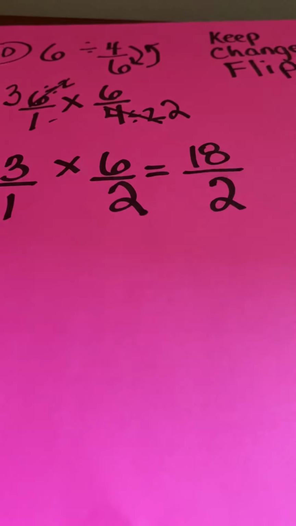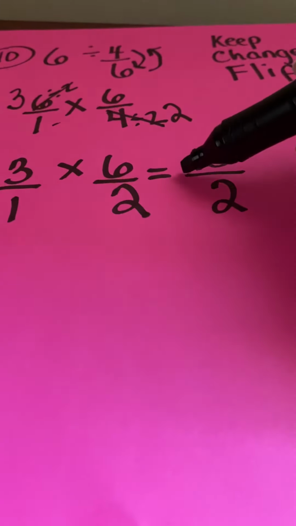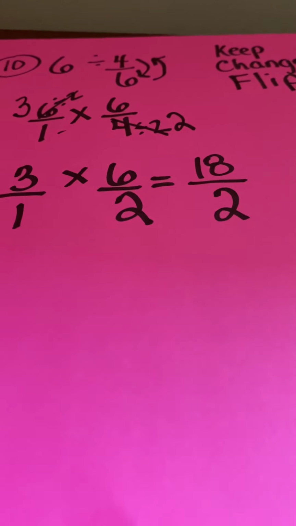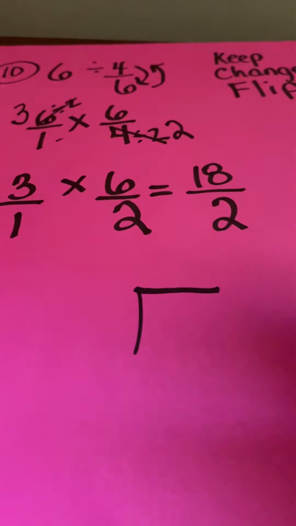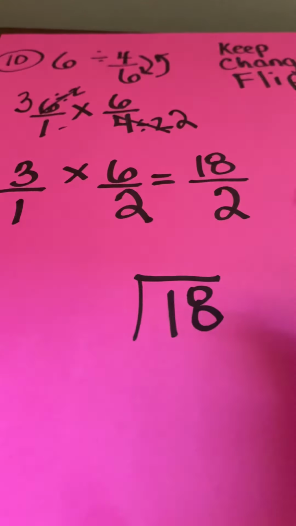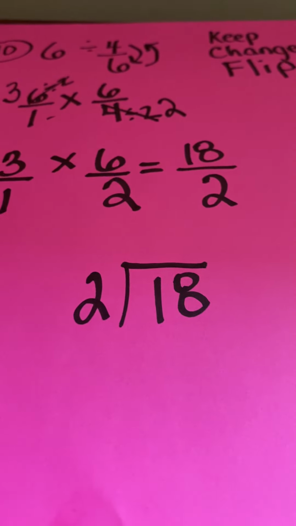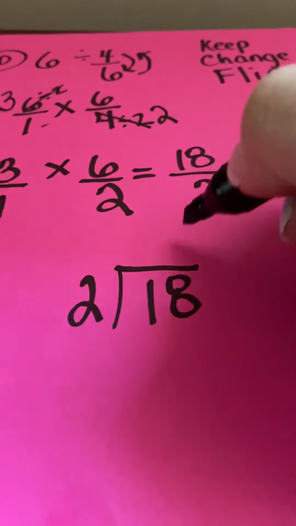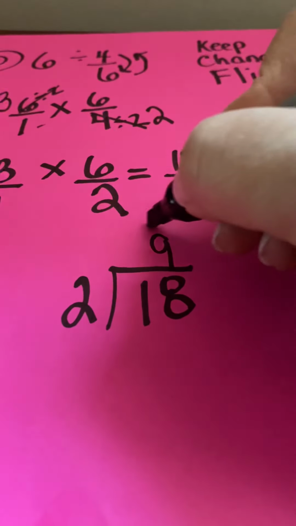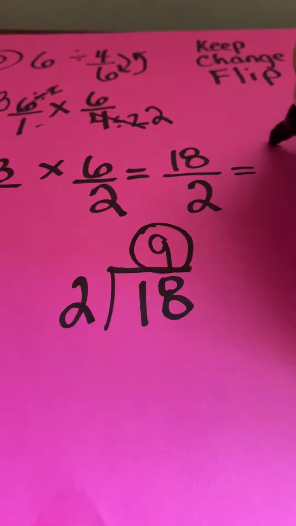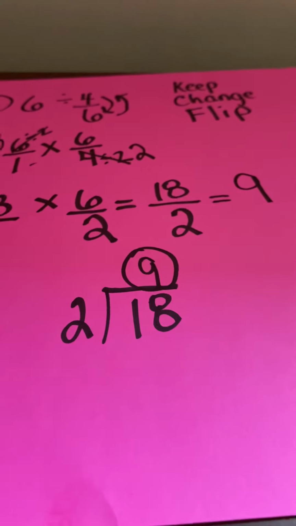So to simplify it, we have to remember that the fraction line is a division symbol. And I simply divide my numerator by my denominator. So 18 divided by 2 is 9. So the answer to this problem is 9.